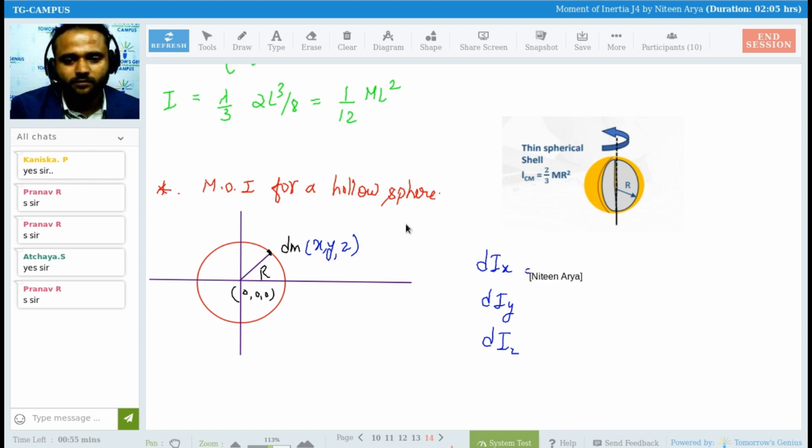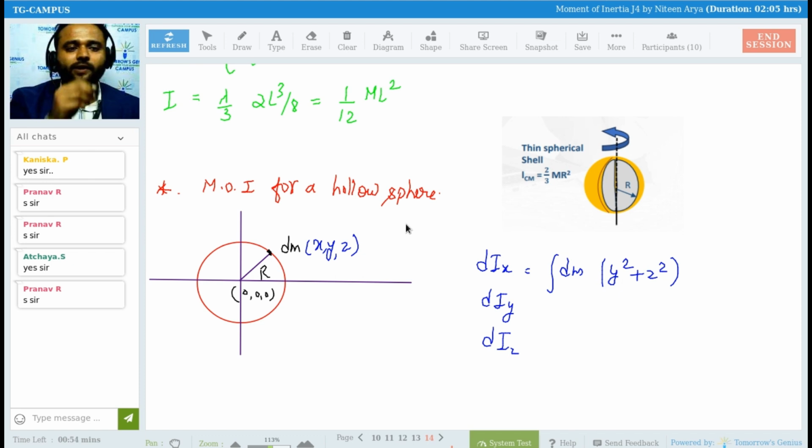And this is going to be dm integration y square plus z square. Now what is this thing? Okay, just focus a little bit. Suppose I can pick an x-axis. So the distance from the x-axis, in this way you can understand.